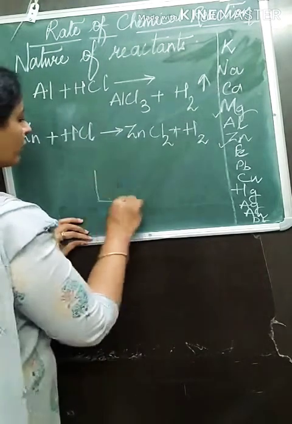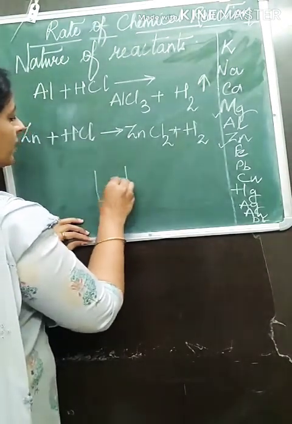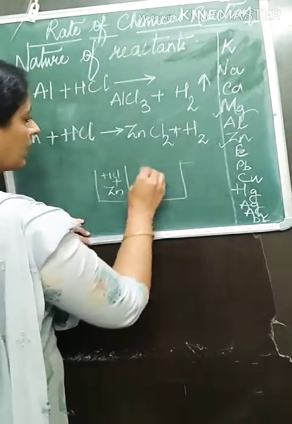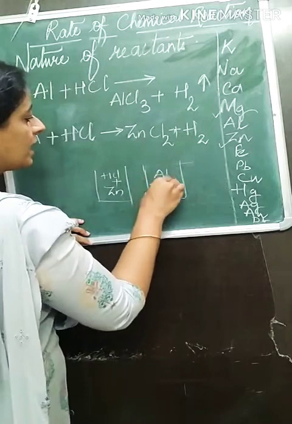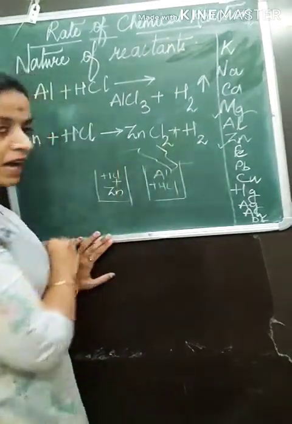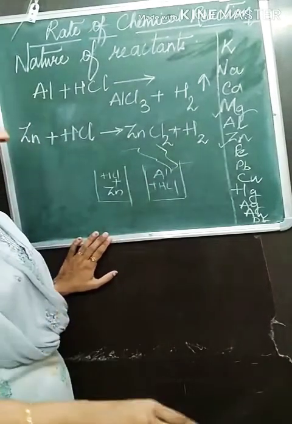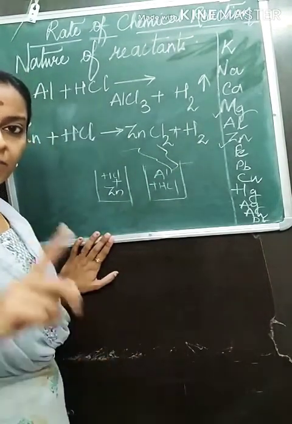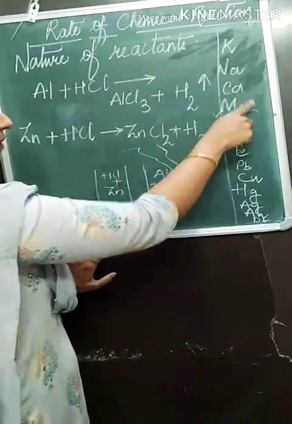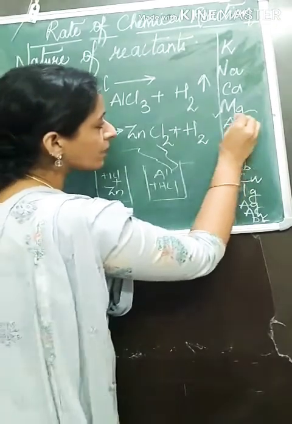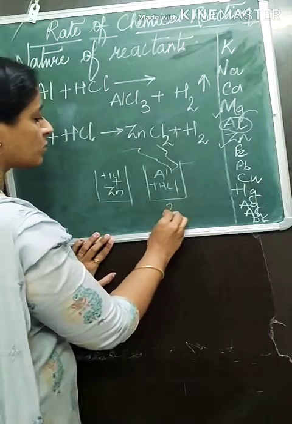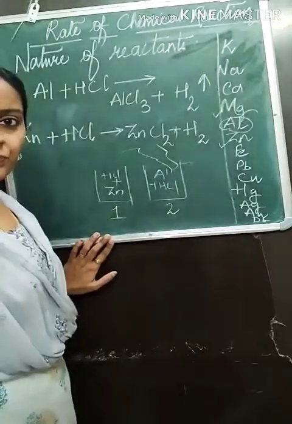In one test tube, you take Zn plus HCl, in the other test tube you take Al plus HCl. The rate of reaction, that is, the hydrogen gas, is seen coming up fast. First, hydrogen gas is seen coming up from, which is more reactive here, aluminium or zinc? Please check the table. Aluminium is coming before zinc. So the hydrogen gas will be evolved first from test tube number 2.